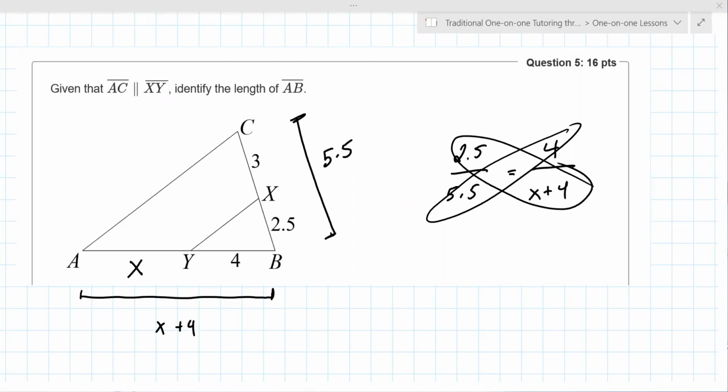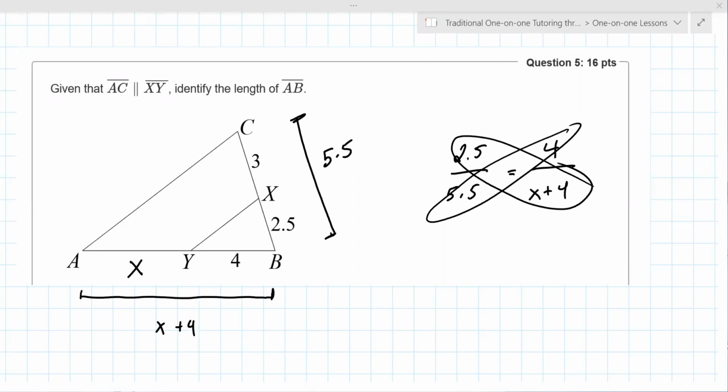Okay. I get 4.8 for X. Okay, so now the question is, is it asking for X or does it ask for the whole thing? It's asking for the whole thing. So what is the whole thing? Whole thing would be 8.8. Very good. All right, so you're doing a great job here.